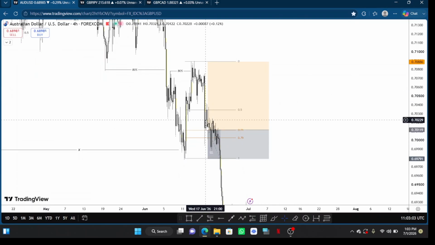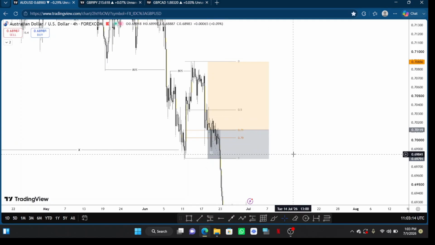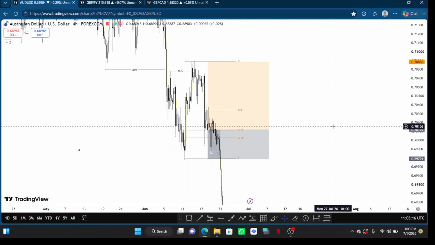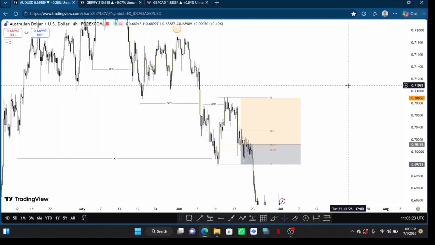Then the market came, tapped me in, played about, I don't know, a week or so, and finally hit my stop loss and took me out. So what was wrong with this trade, guys? What did I see wrong with this trade?